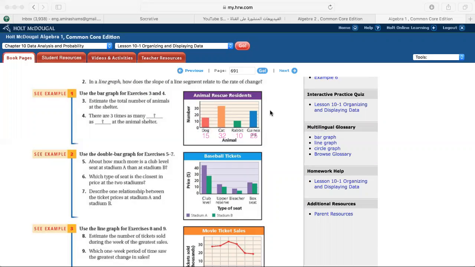Okay, so I want to add all the numbers of the animals to know the total number of animals that I have here. So 15 plus 32 plus 10 plus 25 is equal to, if we do 25 and 15 makes 40, 40 and 10 makes 50, 50 and 32 makes 82.